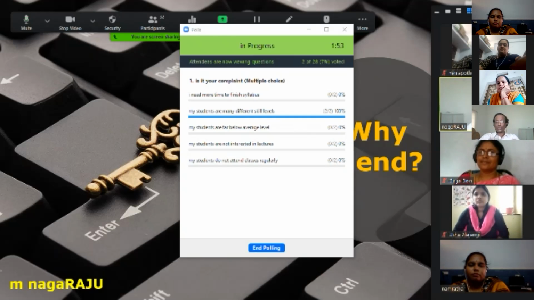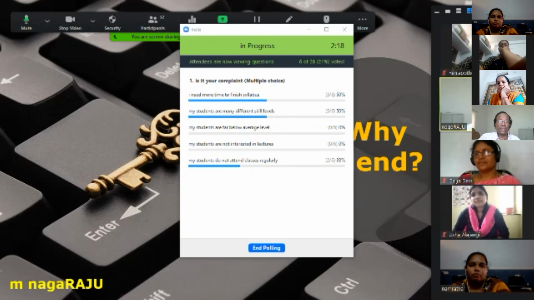So you can choose one answer. You can choose more answers also. Already 2 people have polled so far. Others also, I want everybody to give your vote. Yeah, good. Thank you. I think the number is gradually increasing. Wonderful. Great. I think some 8 or 9 people have polled already out of the 32 that are there.